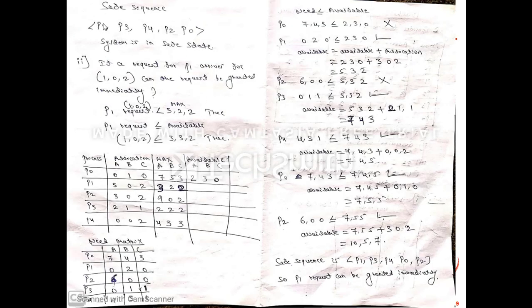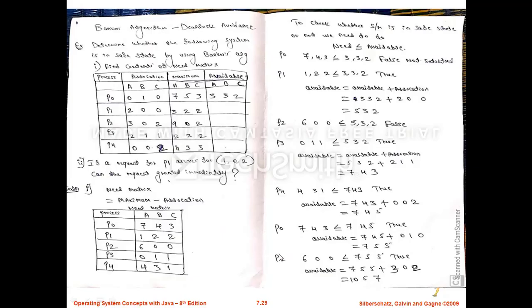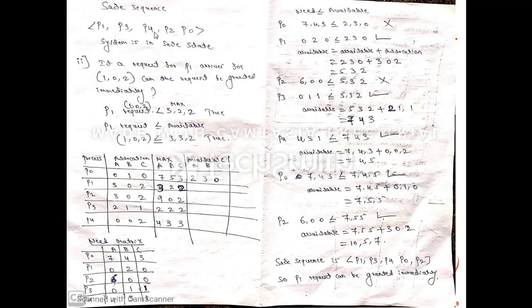See here, the safe sequence I have written is P1, P3, P4, P2, P0, because that's what I said. Here you can execute either P2 or P0 first. It's left to you. So the safe sequence can be P1, P3, P4, P0, P2, or P1, P3, P4, P2, P0. Any one you can use. If all your processes are able to execute properly, then we can call it a safe sequence.